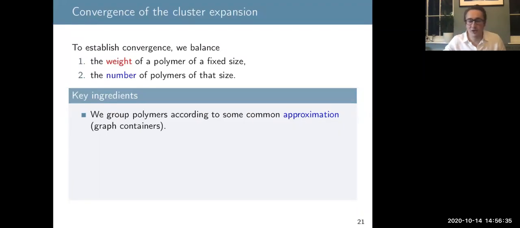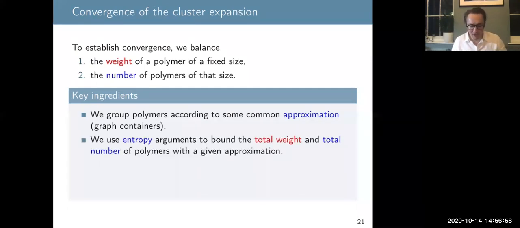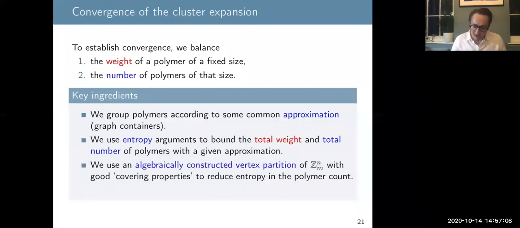And that's where this notion of graph containers comes in. Essentially, you just replace polymer by a notion of approximate polymer. I think this is sometimes called a coarse graining technique in the probability literature. And the win here is that the number of approximate polymers is far fewer than the number of polymers themselves. So you get that entropy win there. And then we use entropy arguments to bound both the total weight of polymers with a fixed approximation and the number of them. That's where the entropy method comes in.